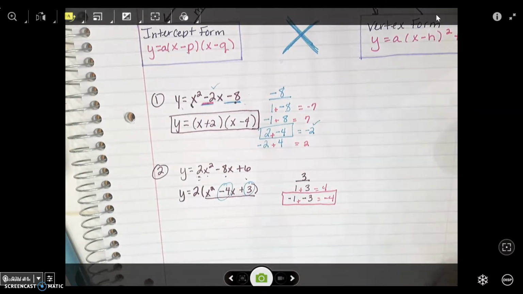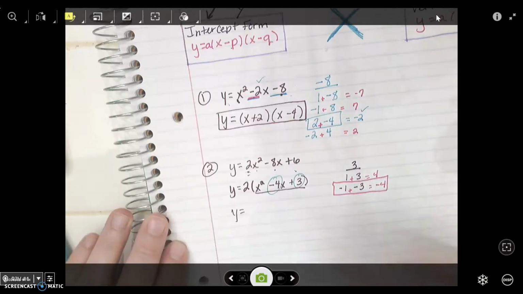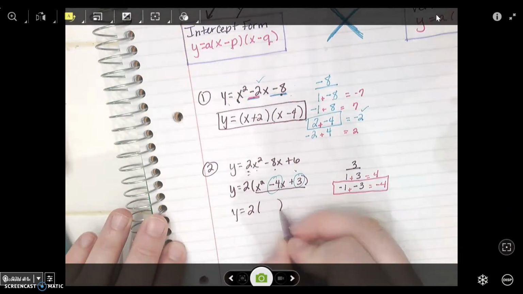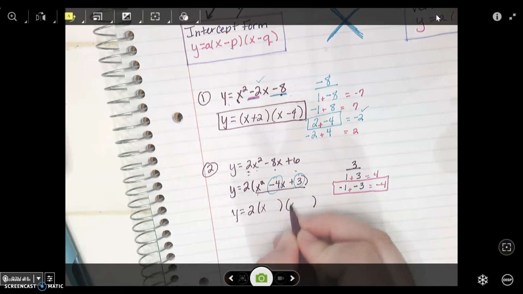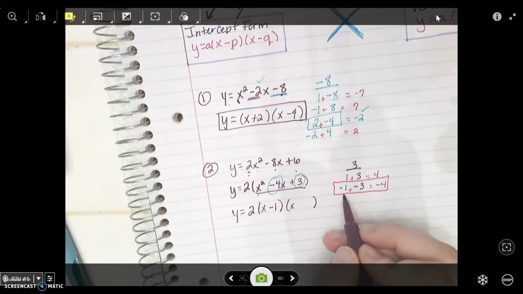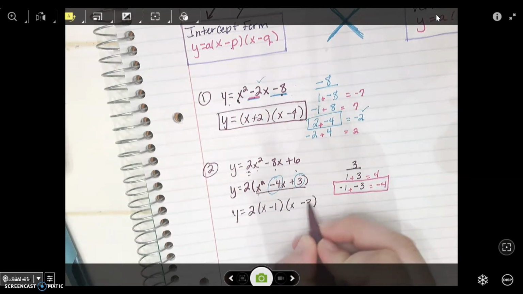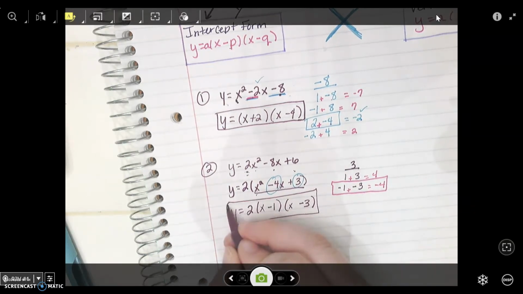Okay, so now let's write that in. So y equals, sorry, you can't see, 2 times, and you're going to have two sets of parentheses when you factor here. How did you get x squared? You've got that from x times x. What two numbers multiplied to give you positive 3, but added to give you negative 4? Well, that would be a negative 1 and a negative 3. And you're done. You have now factored this, and it is now in intercept form.